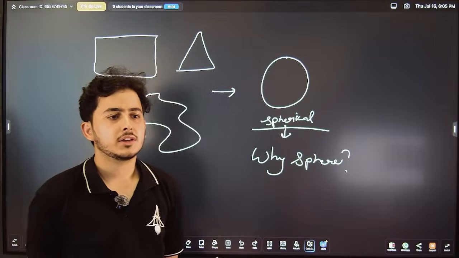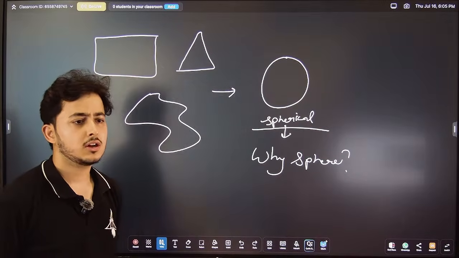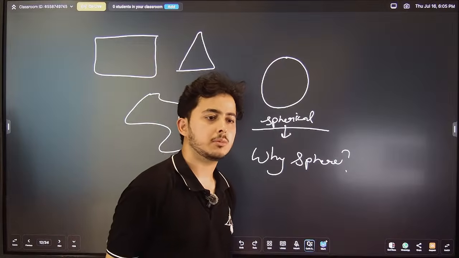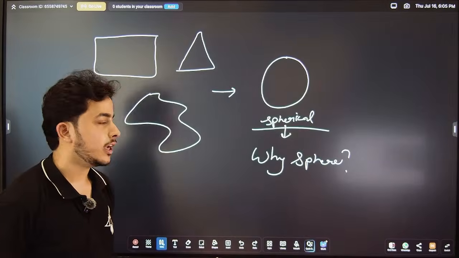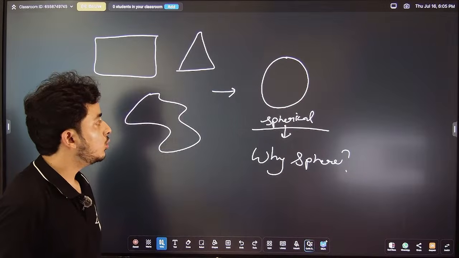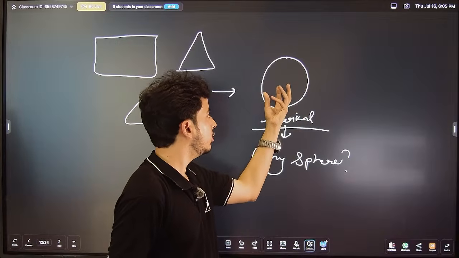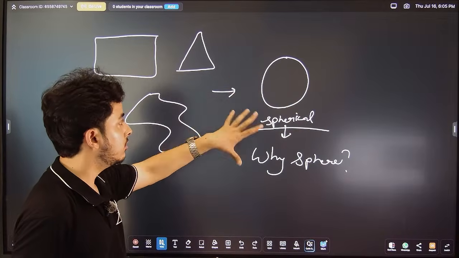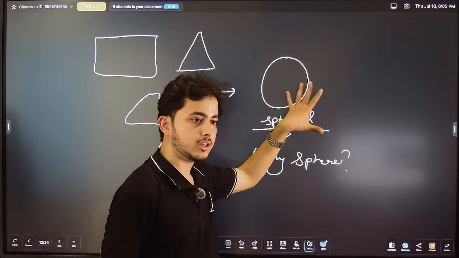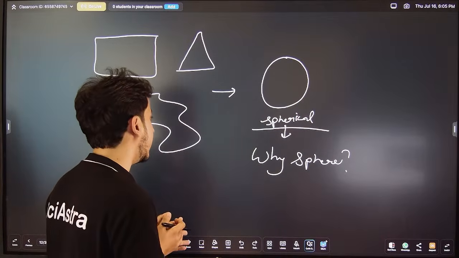To decrease surface area, because the ratio of volume to surface area is high, least surface area. Okay, minimum energy configuration. Yes. To occupy the maximum volume with minimum surface area, the sphere is the best geometrical figure that you can have.